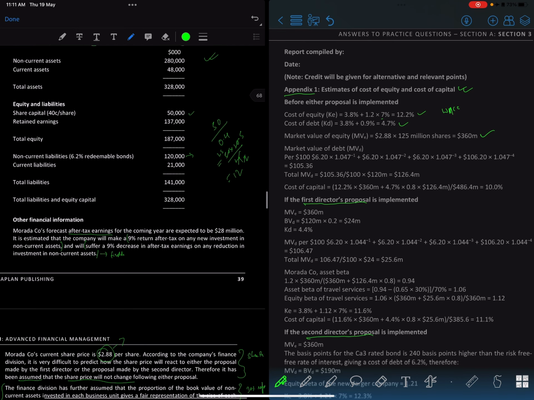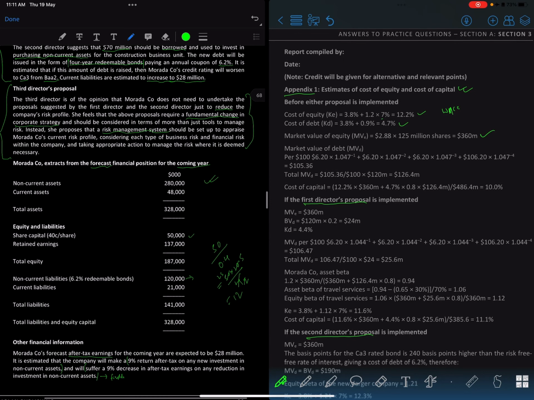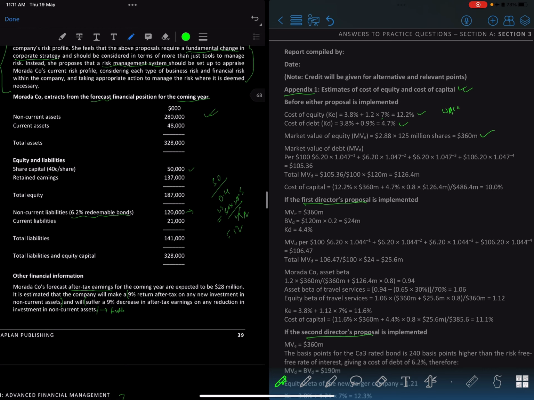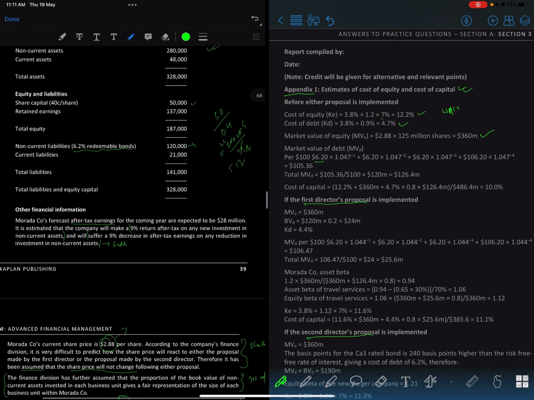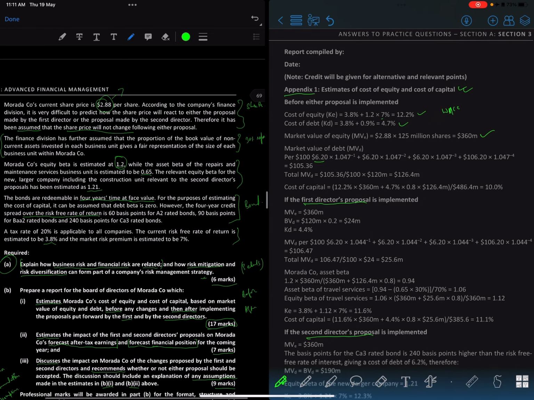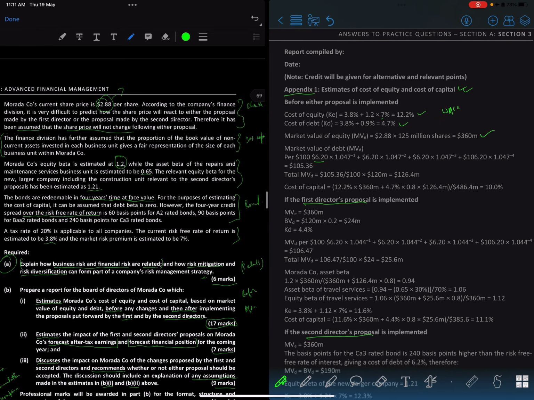So currently we have a debt of how much? Bonds, right? 6.2. So we can value this. We can just find the market value of debt by discounting it, right? So basically 6.2 is the payable every year. What's the discount rate that we should be using? What's the rating right now? That will be our discount rate, right? So 4.7%. We found that already. So we use that to discount.